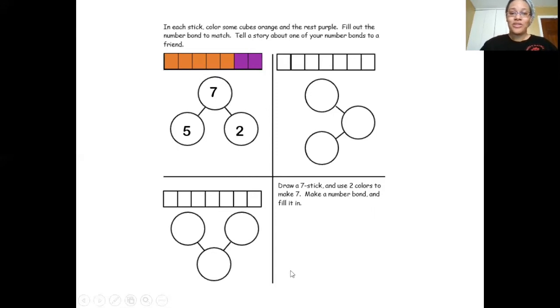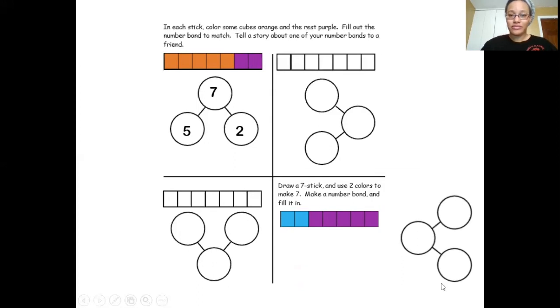Okay, let's come down to the one that you get to draw on your own. So you're going to draw your own 7 stick using your two colors and make a number bond and fill it in. Let's see. I used my two favorite colors, blue and purple. So you're going to draw your number bond to match. So how many should already be all together? 7. That's right. So 7, go ahead and fill it in your whole. And then after you color it in, you can work on your parts.